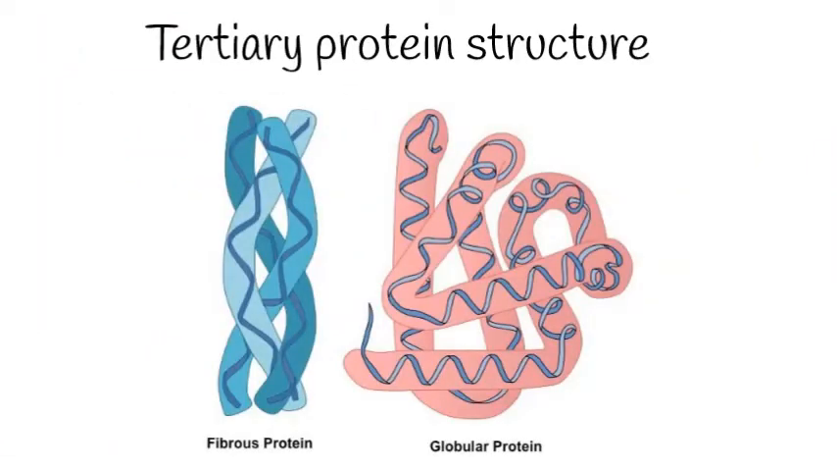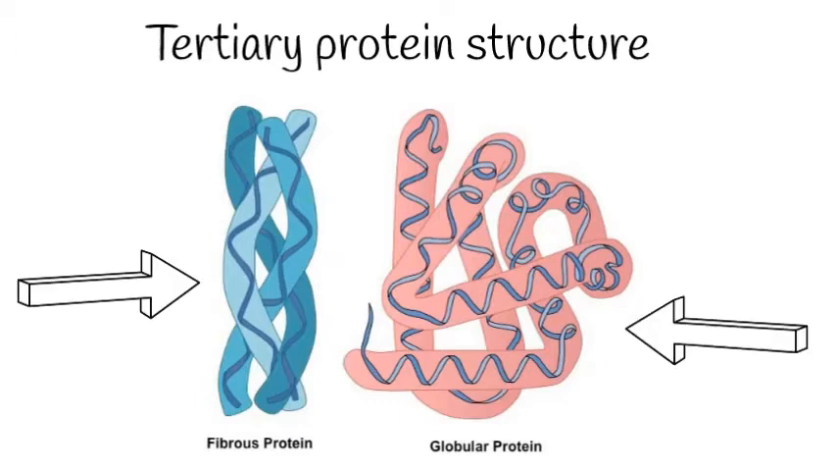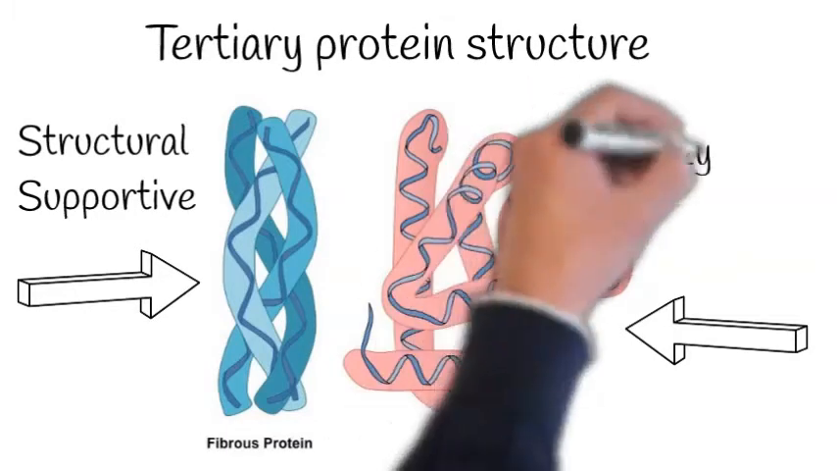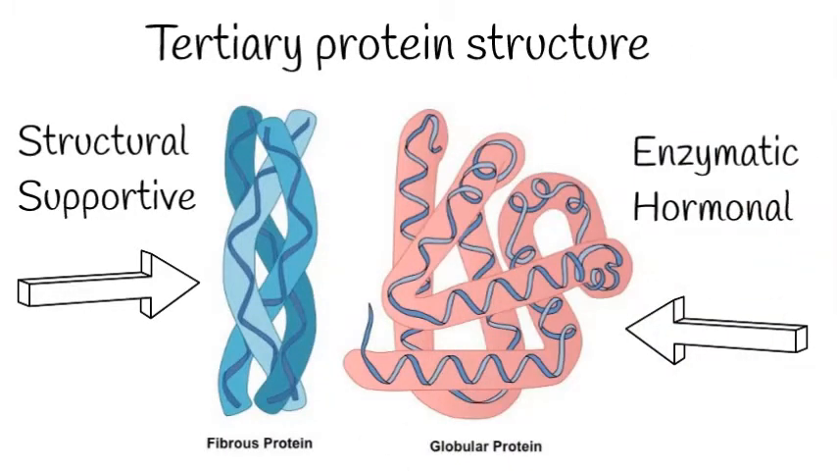The next level of protein structure is called the tertiary protein structure. This can be either fibrous or globular protein. The one on the left is usually a structural protein. The one on the right, the globular, is usually an enzyme or hormone.